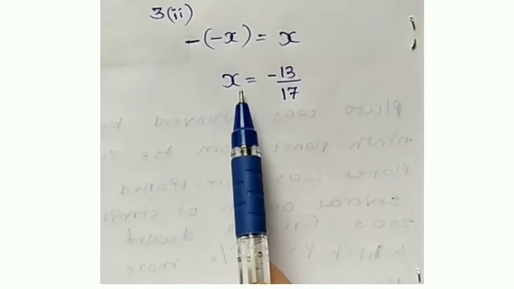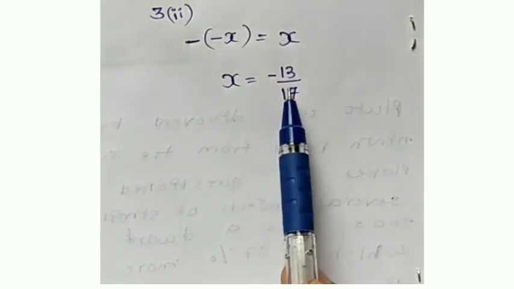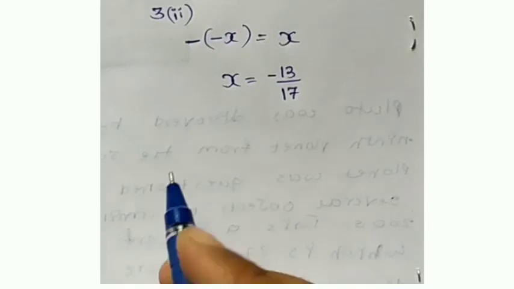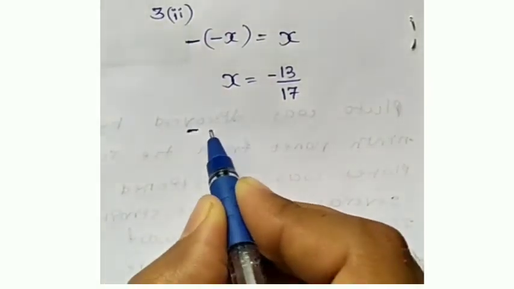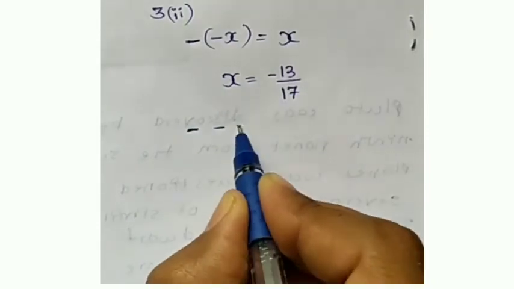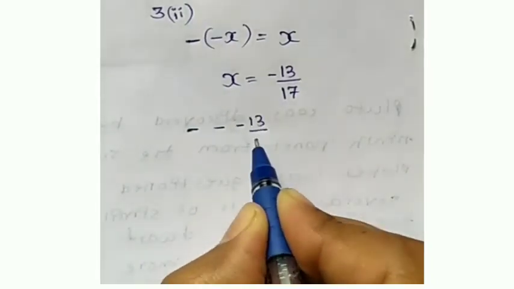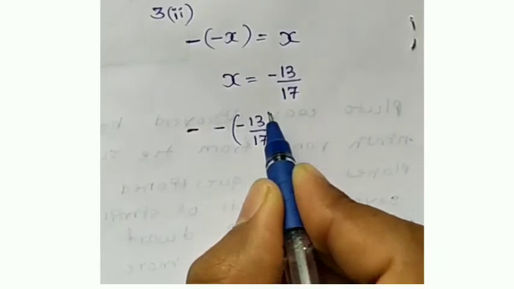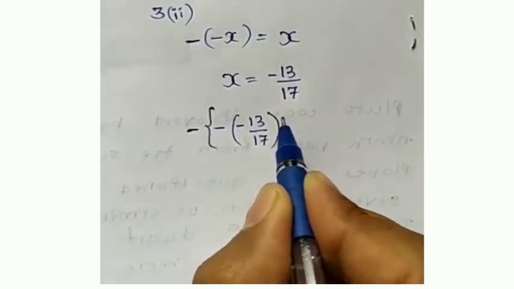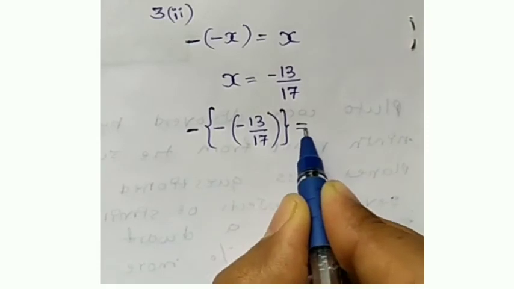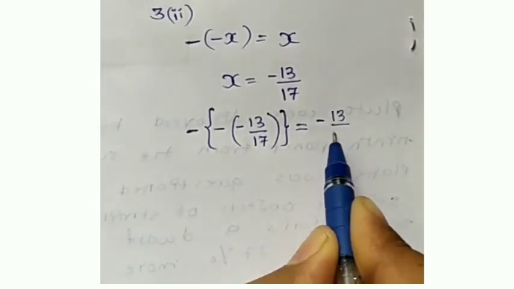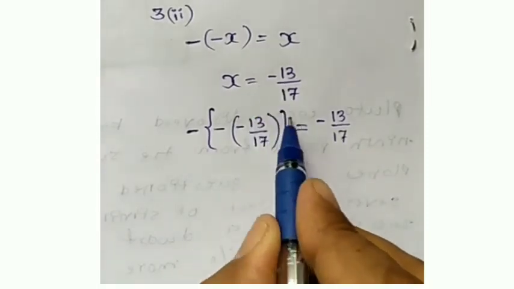Okay, here x is already given as negative. So let's write it. Minus is there. So here we will get minus of minus. So again, in place of x you have to write minus 13 by 17, because the x value is minus 13 by 17. So keep it in a curly bracket. So it is equal to minus 13 by 17, which is the x value they already gave.